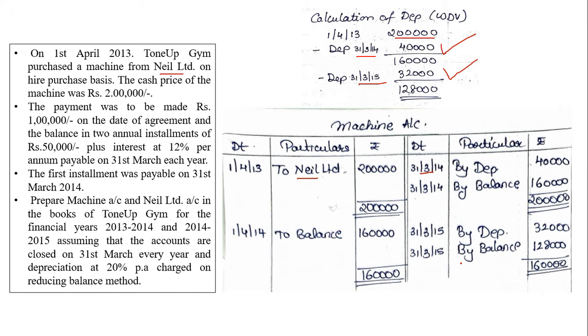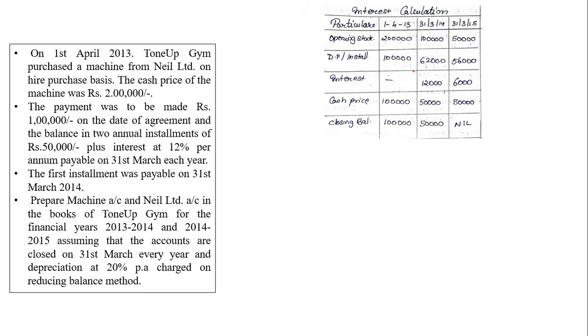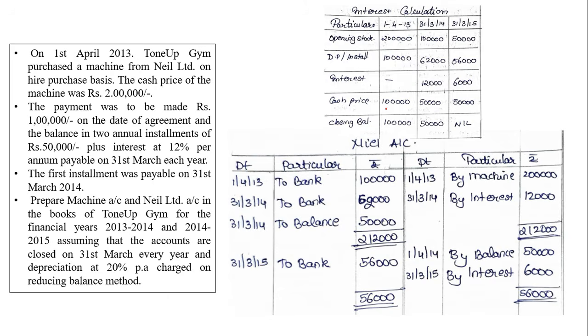Secondly, they ask you to find Neil. Neil is the hire purchaser. So for a hire purchaser I need the down payment amount, installment amounts, and interest. So what we do here, I'll just show you that table which we already created before. Now from there, very simple. Do the heading Neil account, date, particulars, rupees, date, particulars, rupees. Always go in this order. First, on 1st April, you bought a machinery, so by machine 2 lakhs. On the same day, you made the first down payment to bank 1 lakh.